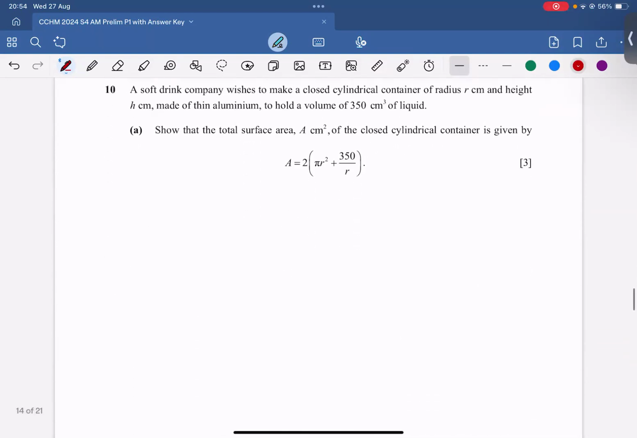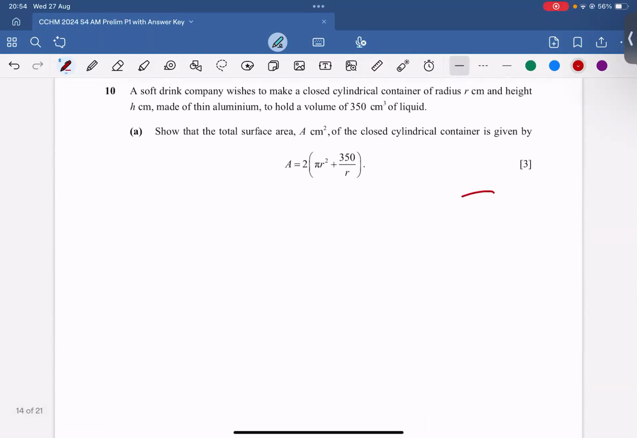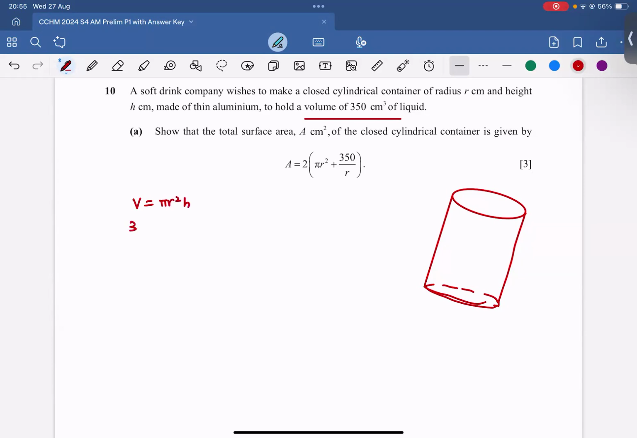Oh, this is a very easy question, a very standard and typical question. So I have a cylinder. Based on this statement, we know volume of cylinder equals pi r squared h. So over here they say 350 equals pi r squared h. So we will make h the subject.